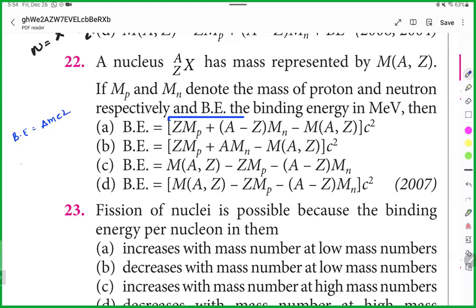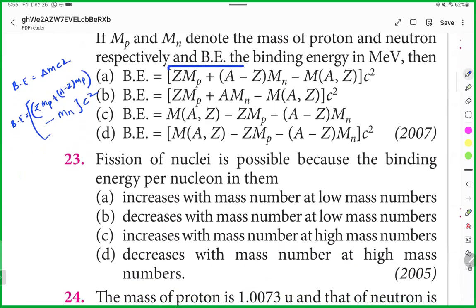What is delta m value? Mass of the constituent minus mass of the nucleus. Mass of the constituent is mass of the proton plus mass of the neutron. This is total constituent mass minus mass of the nucleus. This is delta m value. The whole thing multiplied by c square. Tell me any doubt? Delta m into c square. Delta m value is constituent mass minus nucleus mass. Understood?